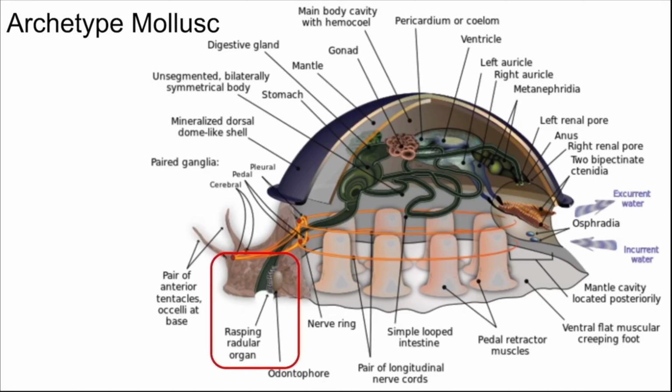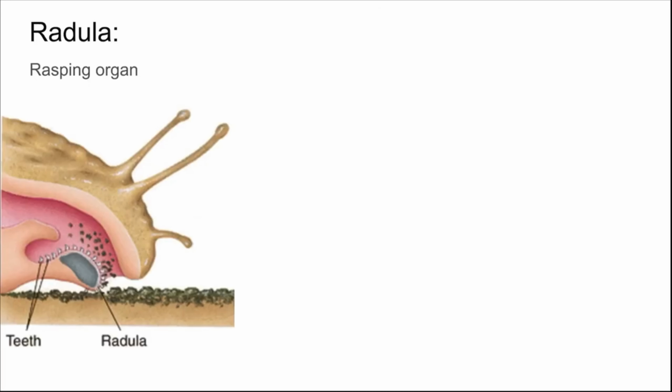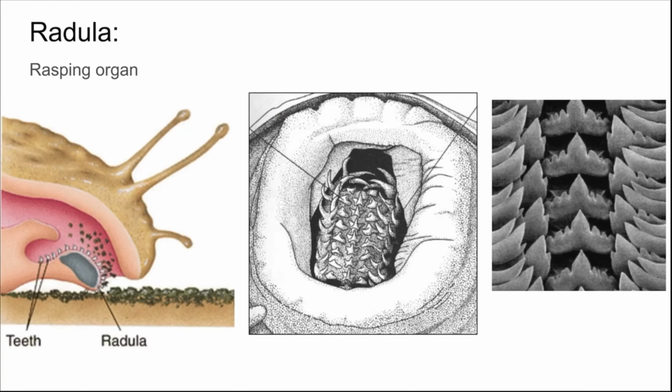The first is the radula. The radula is a rasping organ. It's used to feed. You can see here in this cutaway of a snail, the radula is used to scrape off organic material from the substrate. Here you can see that the radula has a lot of different teeth on it. It's a coarse scraping tool.